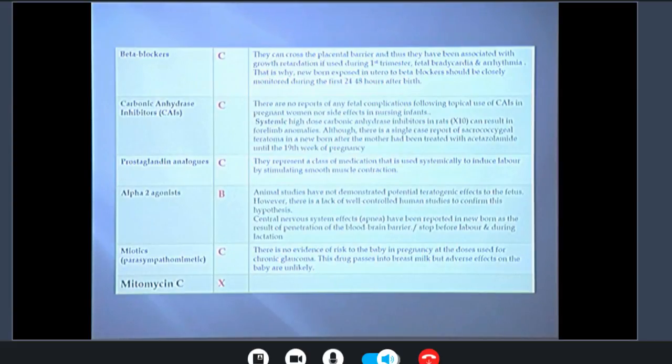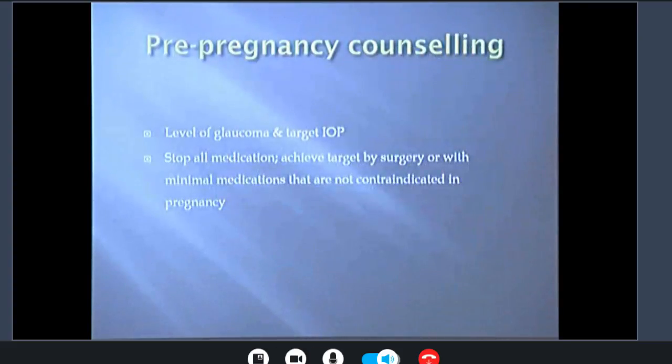Miotics, parasympathomimetics, showed no adverse effects on the fetus when used during pregnancy, or on the neonate when the lactating mother is using it. Mitomycin C, of course, is X category, so it's absolutely contraindicated in pregnancy.